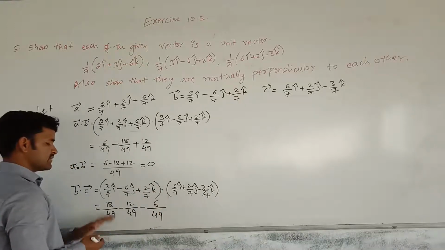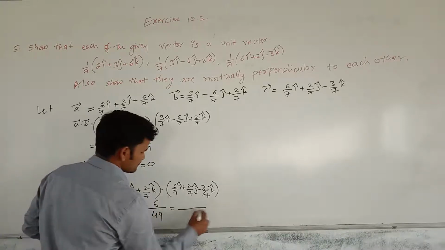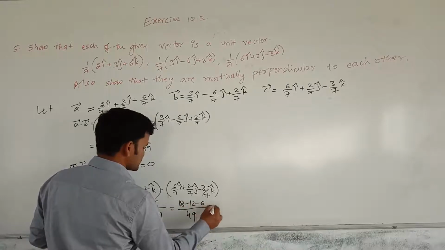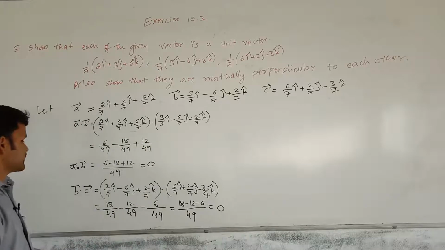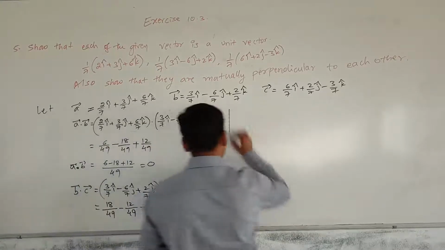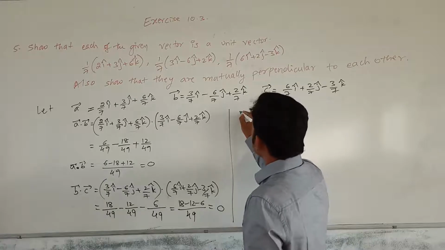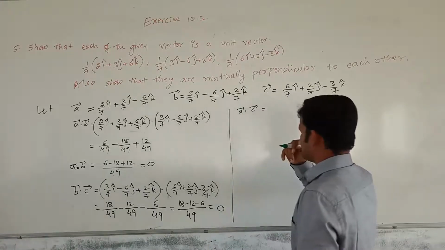18 by 49 minus 12 by 49 minus 6 by 49. 49 is the LCM. This becomes 18 minus 12 minus 6. Numerator is 0. So that is 0. B dot C is also 0. Next, let us find out A dot C. A dot C or C dot A, both are fine.